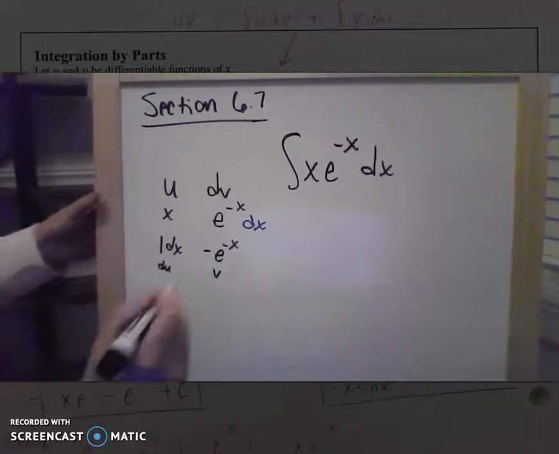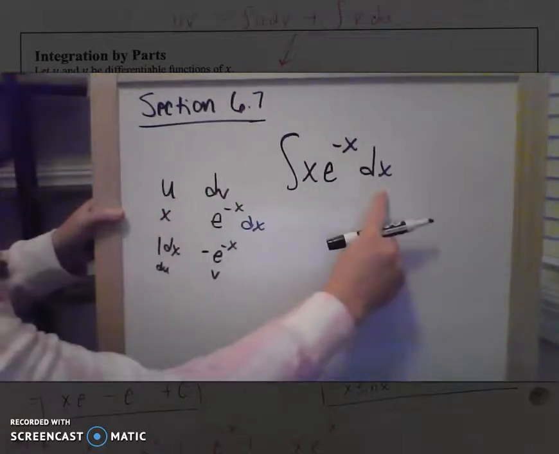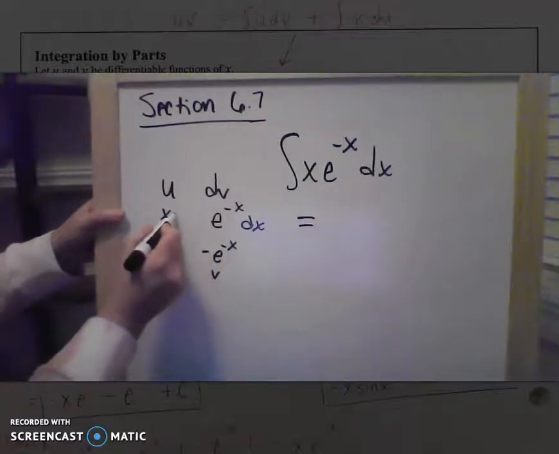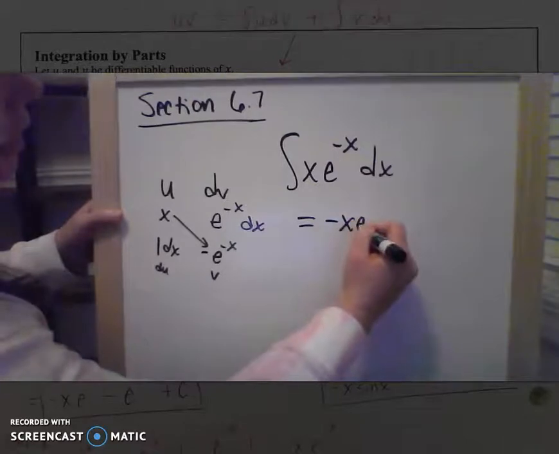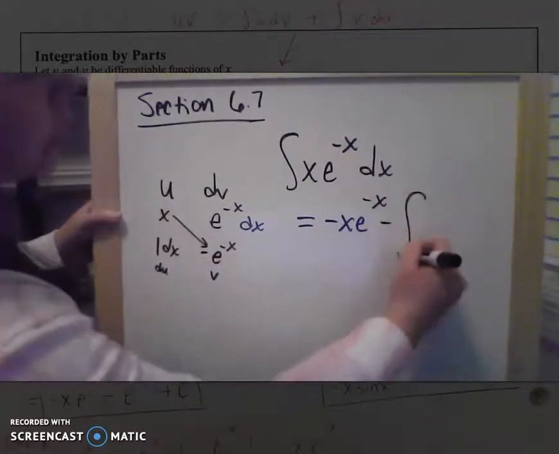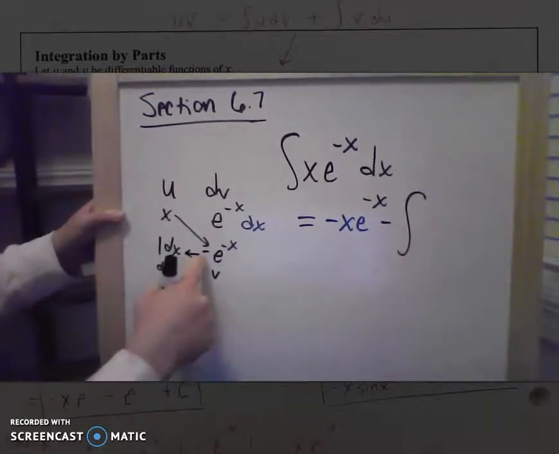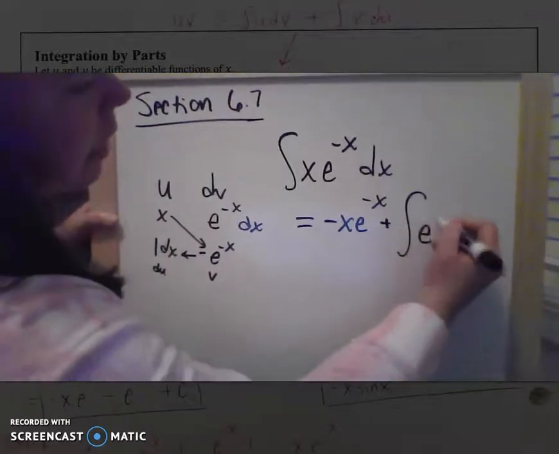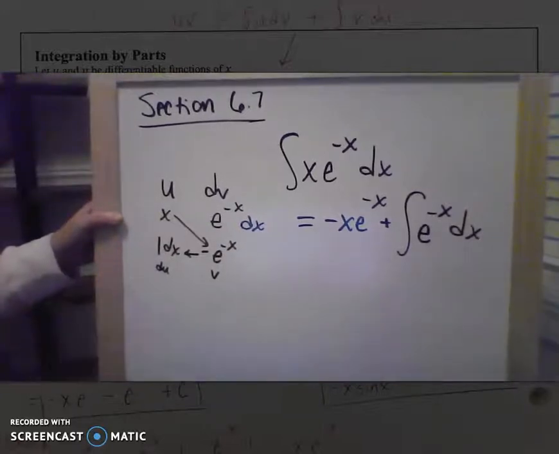All right, so now we're ready. So this integral of u dv, that's the left side of the formula, equals uv. So uv is here. So that's negative x e to the negative x, uv, minus the integral of v du. Now that double negative, we'll make that a positive, and we'll make this e to the negative x dx. So that was just a 1.